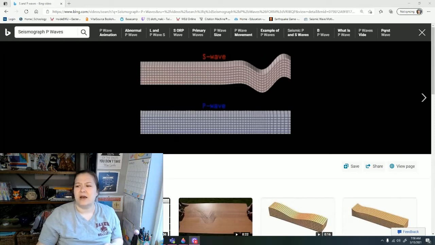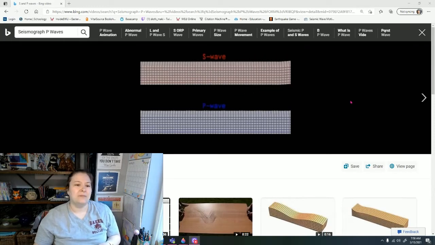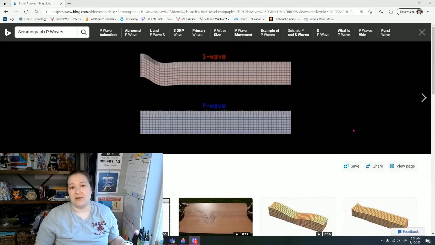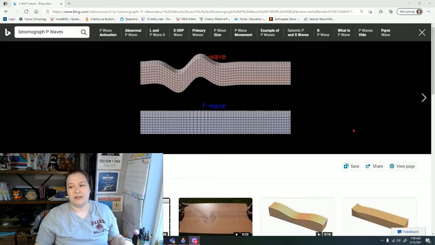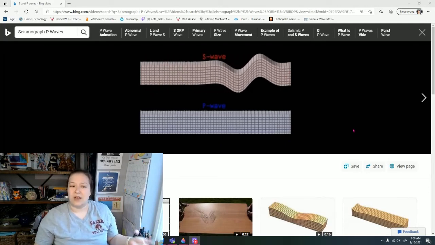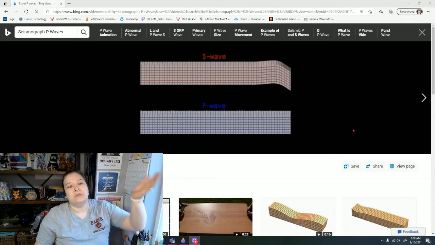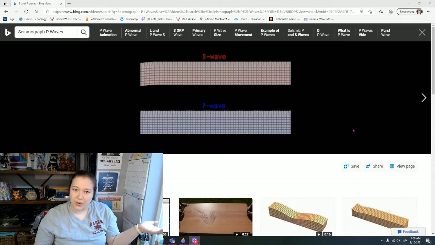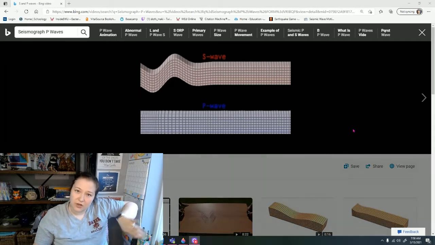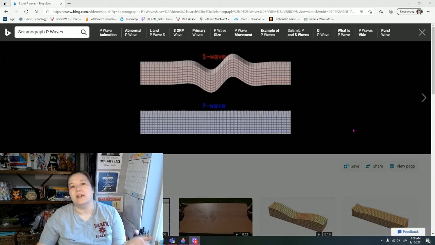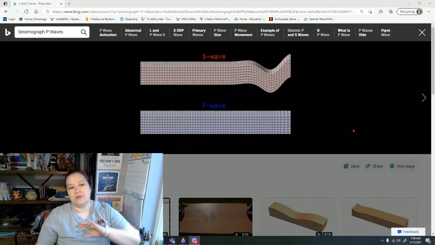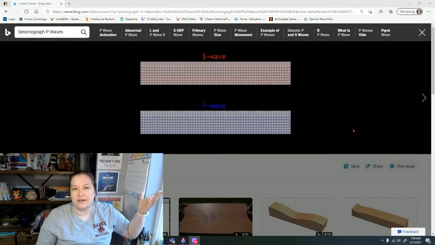Some things about S and P waves. P waves are your primary wave. S waves are called secondary waves, which is also why we say P waves, primary, P, make it easy, and S waves, which are the secondary waves, shorten it to S waves.